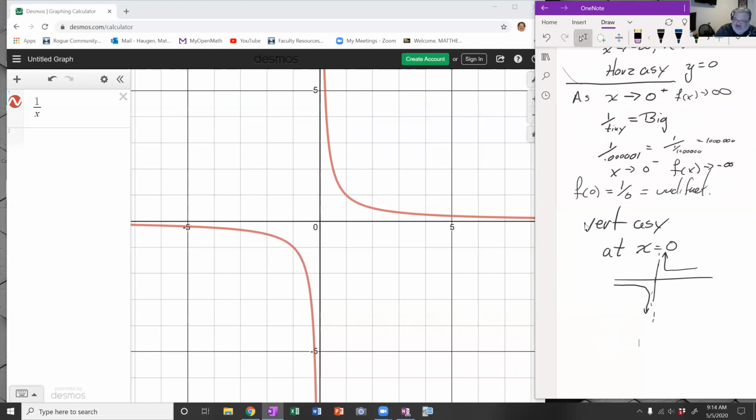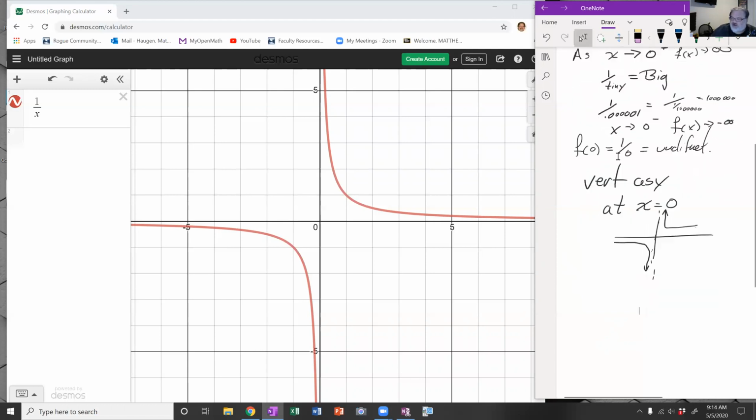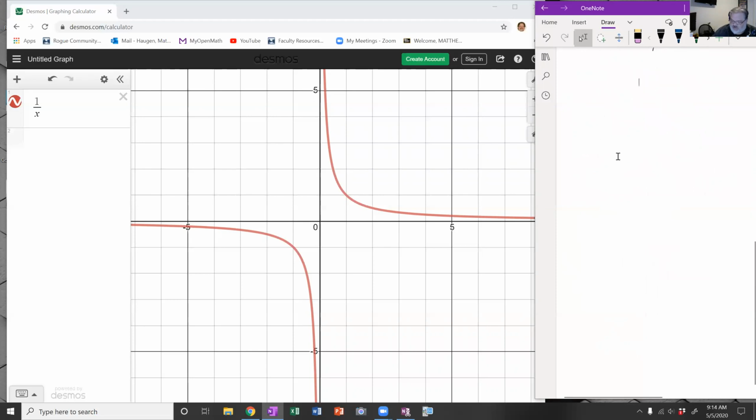But we certainly need to look at more robust versions of rational functions. But before we do that, any questions about any of that? That's kind of just a quick setup on what happens with 1 over x and what vertical and horizontal asymptotes look like, why they exist. You all happy with that so far?